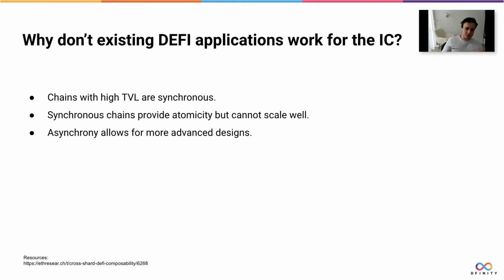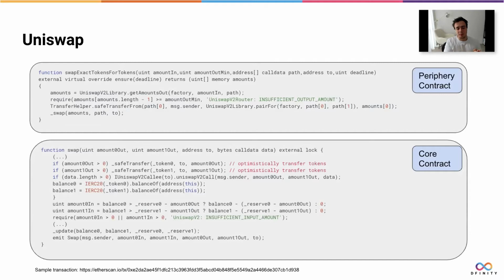Just to make this clear again, the issue with asynchrony is that when you call other contracts, the execution happens and can happen even if the first call doesn't succeed. And this is what doesn't happen on other chains, on synchronous chains. To go into more detail on this, we will briefly look at the Uniswap contract.